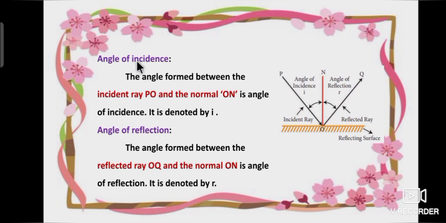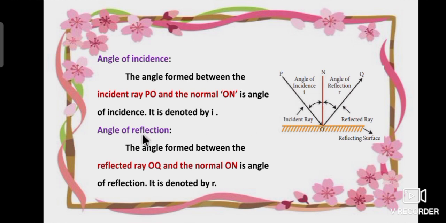Next one, angle of incidence. What is the angle of incidence? The angle formed between the incident ray PO and the normal ON is the angle of incidence. It is denoted by small i.